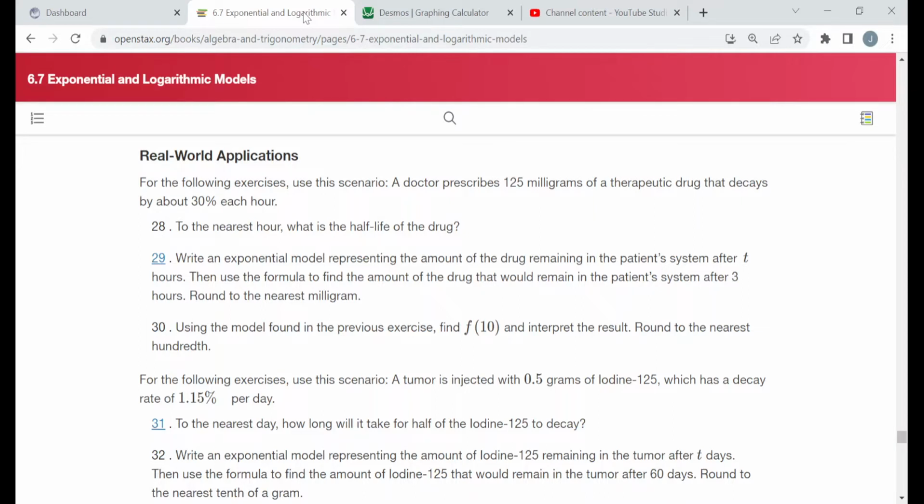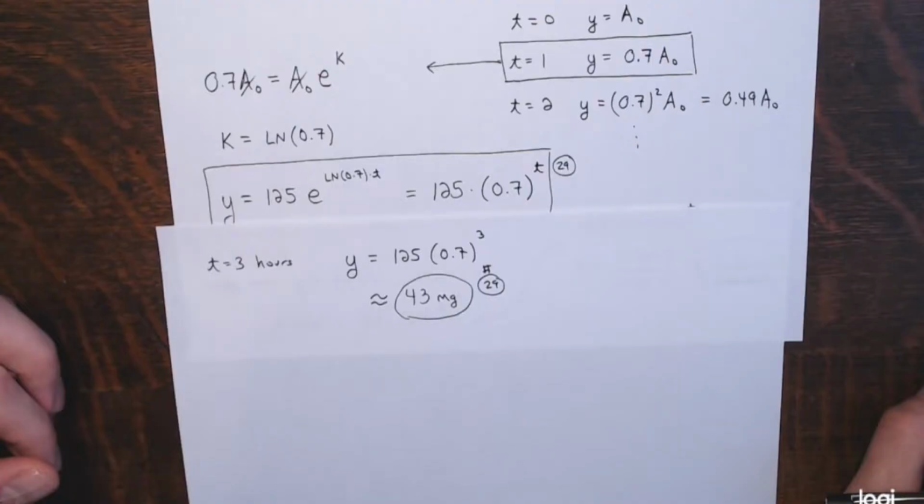Number 30. Use the model found in the previous exercise. Find now f of 10. I didn't call it f of x, but you can call it f of t or whatever you want. Basically, what's y when t is 10? Remember function notation: the number in the parentheses is the input, the time, and f of 10 is the output, or the y value, the amount of drug left in the patient's system after 10 hours.